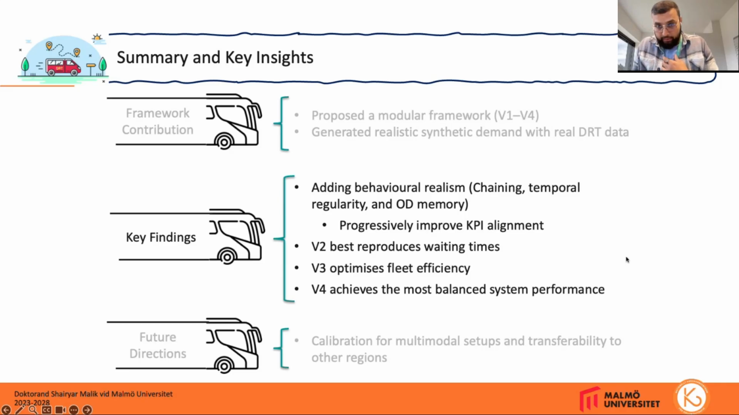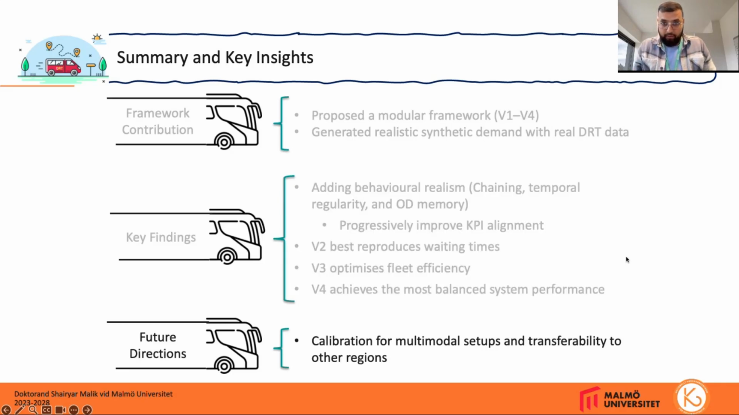So finally, what we can build on this as the next step, we aim to calibrate and extend this framework in 2 main dimensions. First is the multimodal setup, so that combining the DRT with the fixed route buses or other flexible modes. And second is to test its transferability across different geographical contexts and data availability levels.